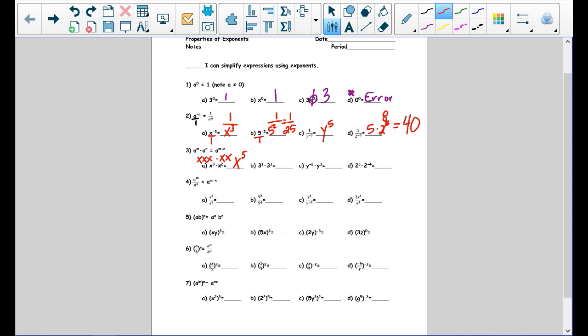In B, most of the time this 1 will not be there. It's still there though. So when I have 3 times 3 to the 3rd, I still have those exponents. This is a 1 plus 3, which gives me 3 to the 4th. And again, if I plug that in the calculator or multiply it out, I think I get 81.